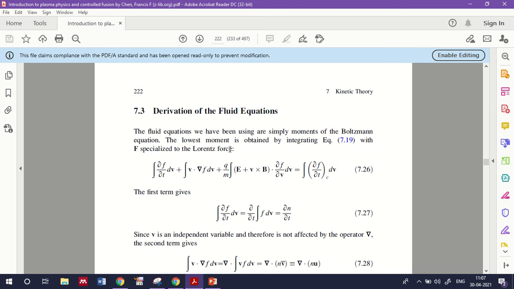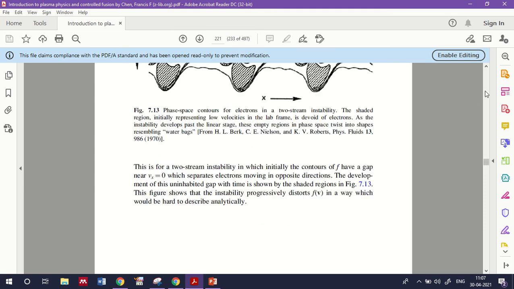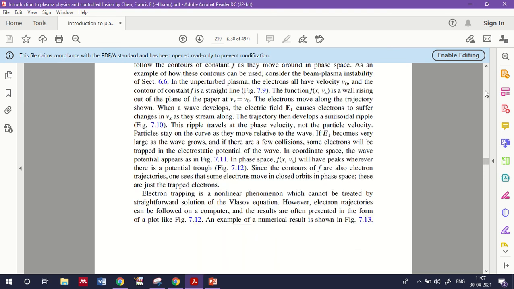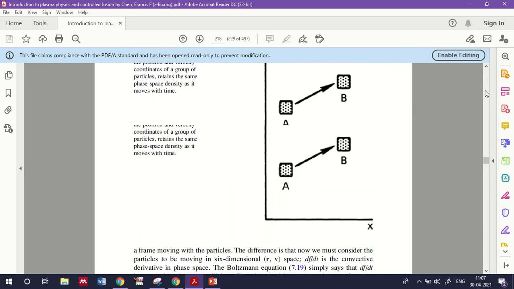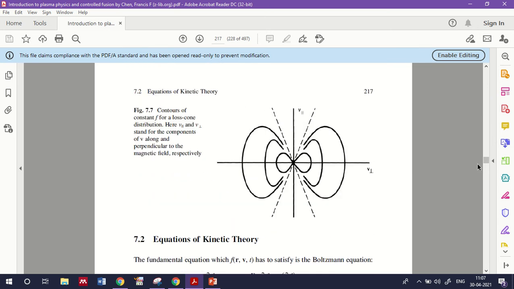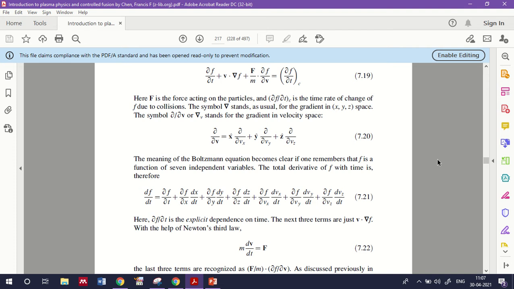And in order to get the fluid equation, we just take the dou F by dou T. If you go back and see the Boltzmann equation, you can see that we don't have the term of dV there. This was our Boltzmann equation: dou F by dou T plus V dot delta F plus F by M dou F by dou V. Now we have replaced this F with the Lorentz force, which is Q into E plus V cross B.